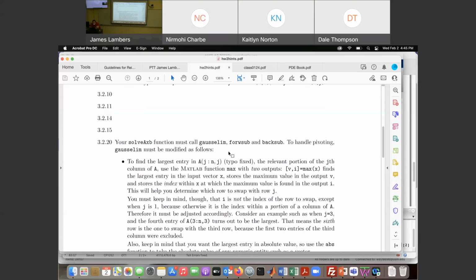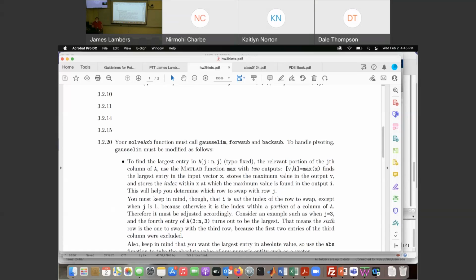So one thing to point out is that this can help you. Suppose, in this example, X refers to the portion of a column that you're examining to find the largest element in absolute value. If you just call max of X, that will return the largest element. But here you don't really want that. What you want is to find out where the largest element is, because that will tell you which row you're going to swap with row J.